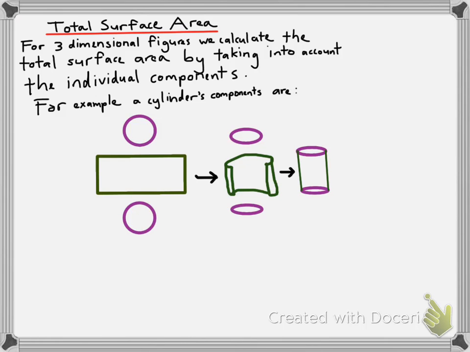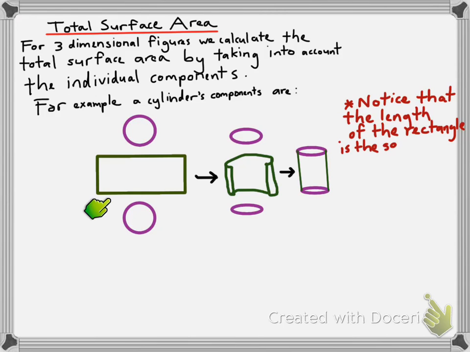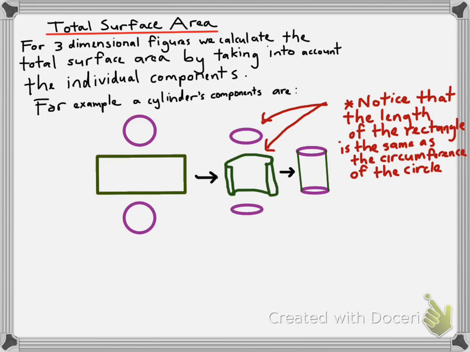Now that rectangle is wrapped around just in the same way that a soup label is wrapped around a can to form the cylinder. Notice that the length of the rectangle, when it's wrapped around in a circle, will be the same as the circumference of this circle. So that means that the length of our rectangle is the same as the formula for the circumference of a circle, 2 pi r.